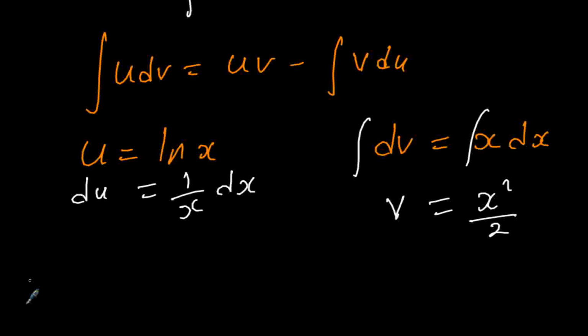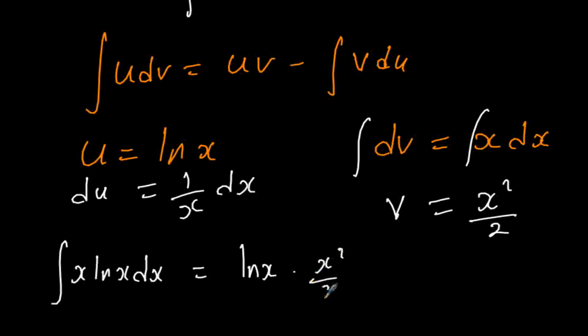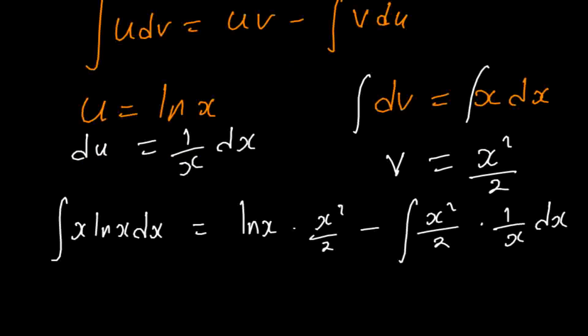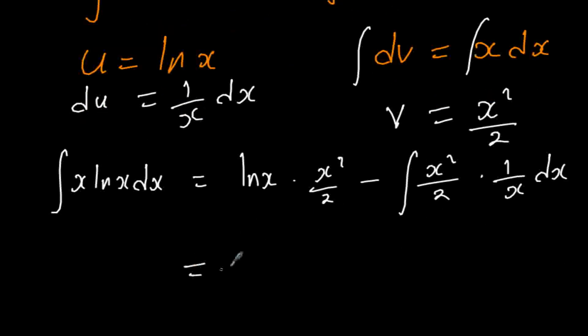So we substitute this in our formula, which is the integral of x ln x dx equals u, and u is ln x, times v, which is x squared over 2, then minus the integral of v, which is x squared over 2, times du. du is 1 over x dx. So we can first simplify this before we integrate.